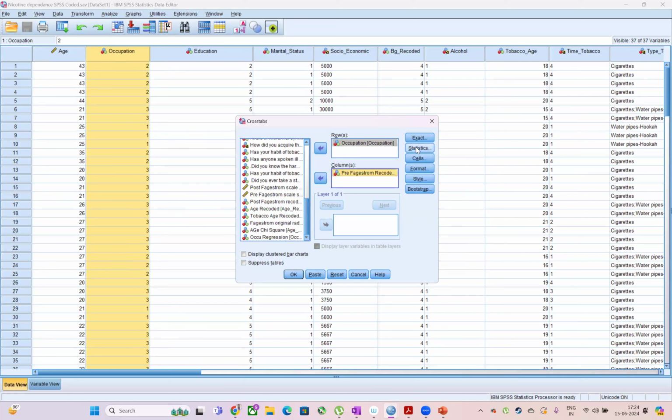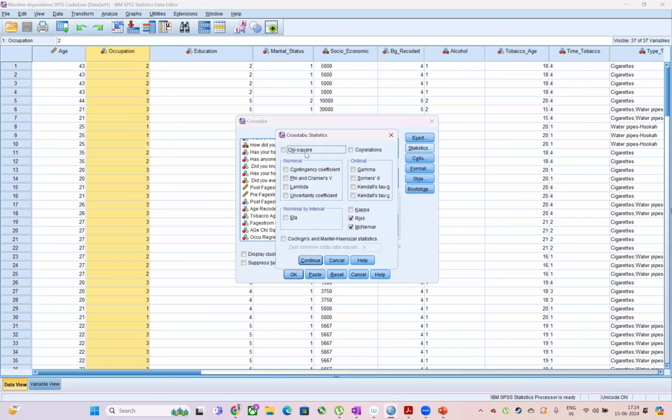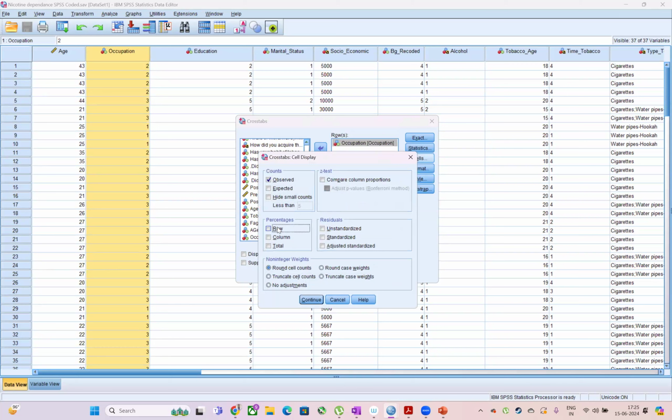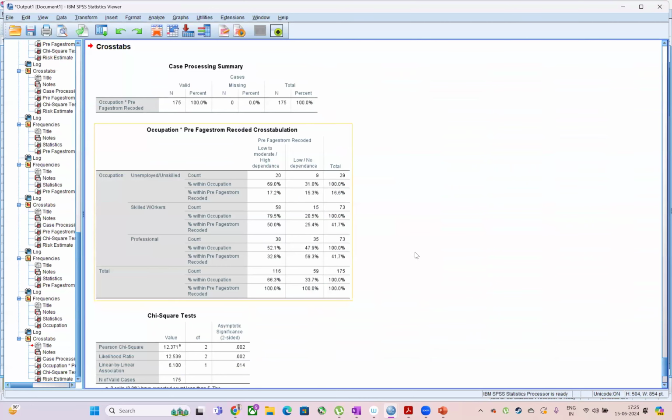In statistics, I'm going to select chi-square, and I'm going to click risk over here and click continue. So this is the statistics for the crosstabs. I need the chi-square and I need the odds ratio. So I'm going to give continue. And in the cells, I'm going to give row percentage and column percentage, and click continue. If I click okay, this is going to be the output.